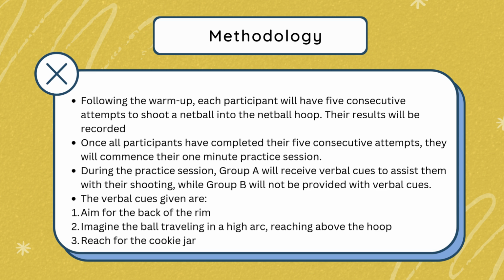Once all participants have completed their 5 consecutive attempts, they will commence their 1-minute practice session. During the practice session, Group A will receive verbal cues to assist them with their shooting, while Group B will not be provided with verbal cues. The verbal cues given are: aim for the back of the rim, imagine the ball traveling in a high arc, reaching above the hoop, reach for the cookie jar.